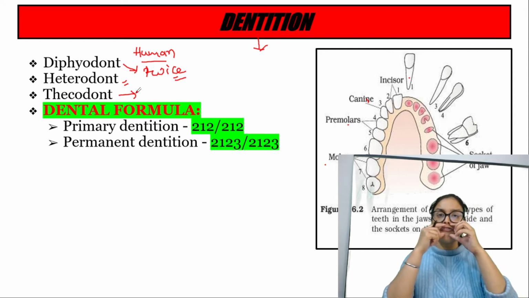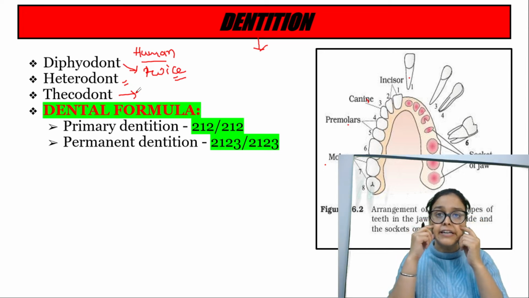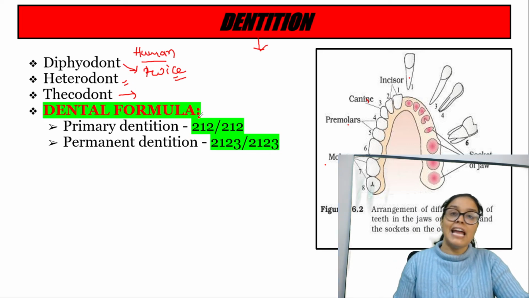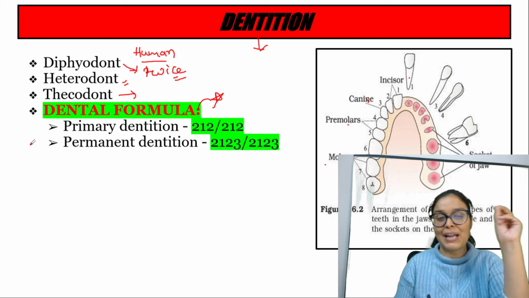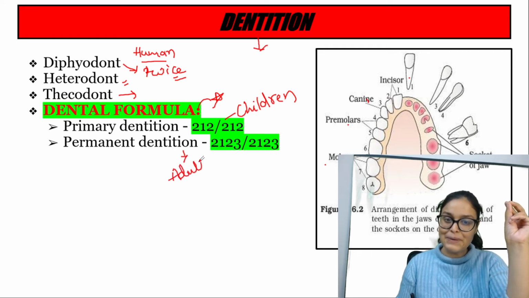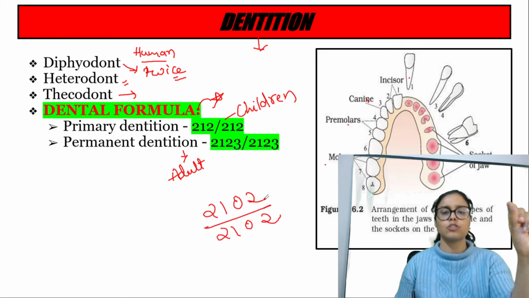Thecodont means they are very tightly embedded in our socket. And what is the dental formula? We are having 2 types of teeth. Primary dentition present in children, and permanent dentition present in adults. So in children this is the dental formula, and we just write it like this also.